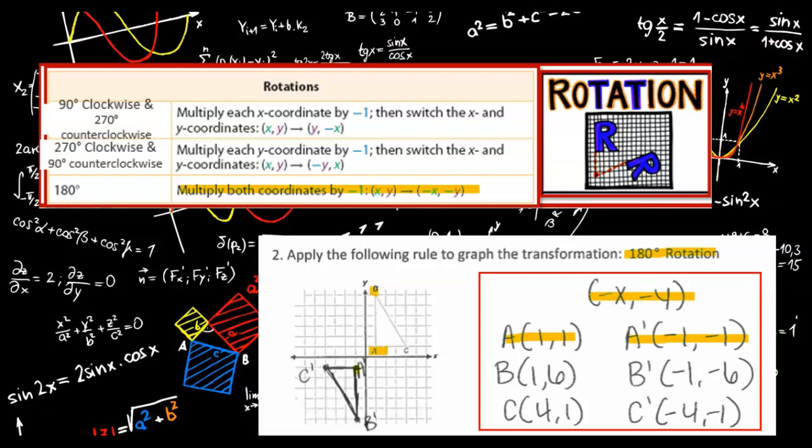My original B up here is at 1, 6. So my B prime becomes -1, -6. And then I can graph that point. And the same thing for C. My original C is over here at 4, 1. And so my C prime is -4, -1. And then once I have those 3 points drawn, then I can connect those dots and make my figure. So knowing that rule is very important.